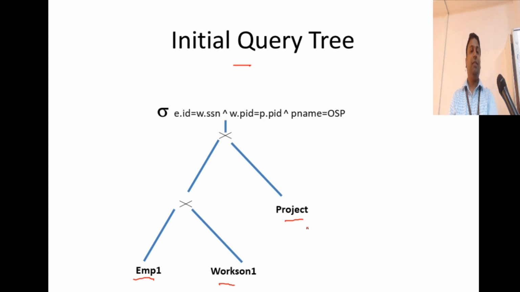On this result, I will apply the series of conditions. What are the conditions? Employee ID should be equal to works on ID, and works on project ID should be equal to project's project ID, and project name should be equal to OSP. That is the condition. We filter rows. Finally, what should we project? Only the name of the employee.